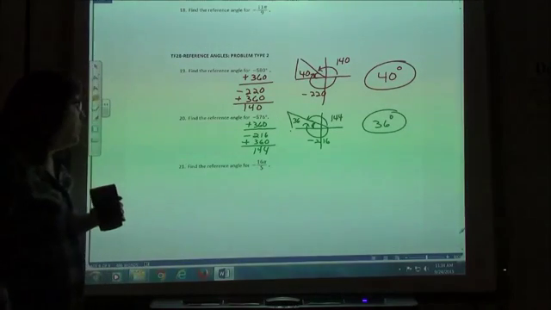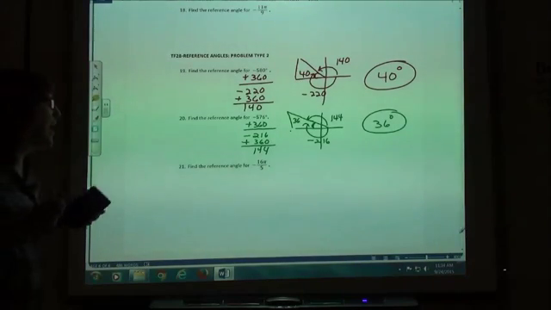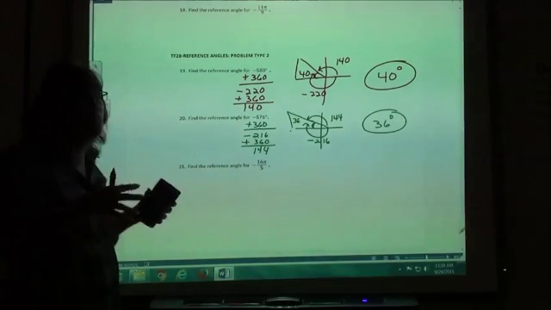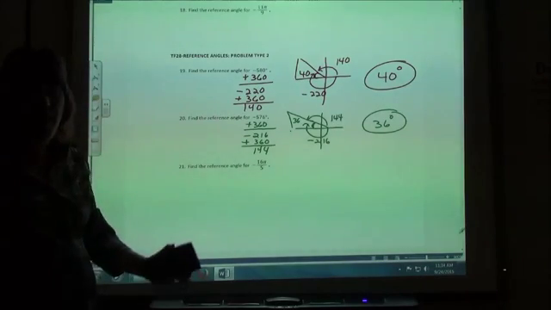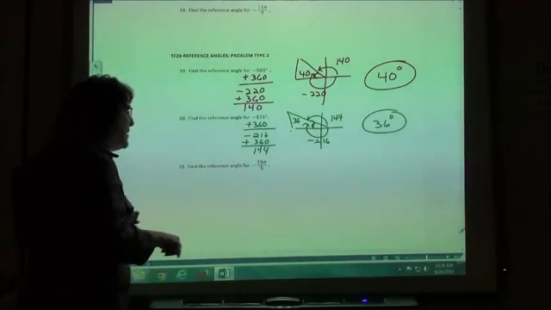And the last one, we want to find the reference angle for negative 16 pi over 5. Again, for me, I'm not good with radians in my head. I have to change them to degrees to figure it out. If you're good with working with pi, you can do that. It works. Look at Alex for the explanation.